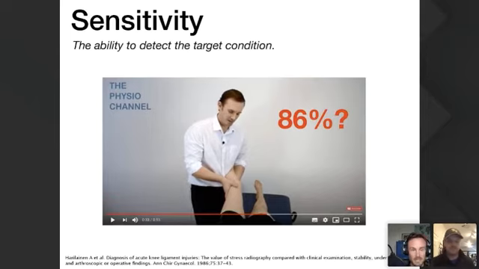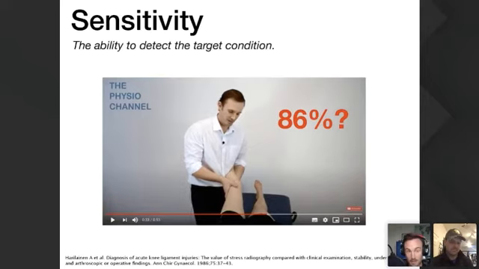Well, that means that if 100 people had a medial ligament injury, this test would detect 86%, or would detect a positive in 86 of those 100 people. Okay, so that also means, of course, that 14 people would be missed. So its sensitivity being 86% is very good, but you'd still miss 14 out of 100 people with the use of this test. So its ability to detect the target condition, that's how sensitive the test is.